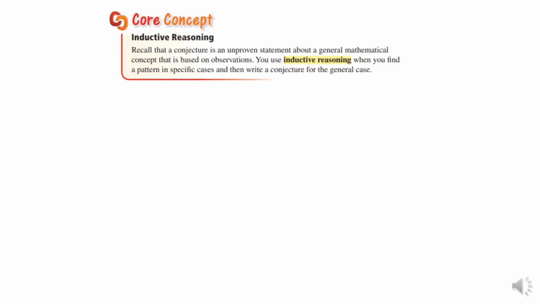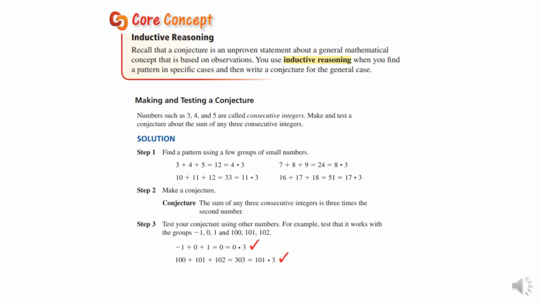Now we're going to try to understand inductive reasoning. A conjecture is an unproven statement about a general mathematical concept that is based on observations. You use inductive reasoning when you find a pattern in specific cases and then write a conjecture for the general case. So here's writing a conjecture. Someone took the numbers 3, 4, and 5, which are consecutive integers, and wanted to make and test a conjecture about what happens when you add any 3 consecutive integers.